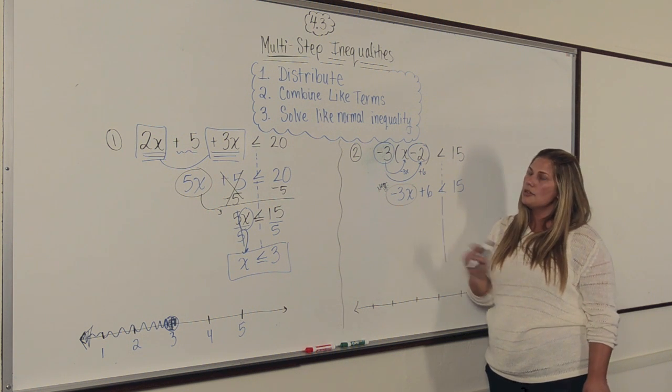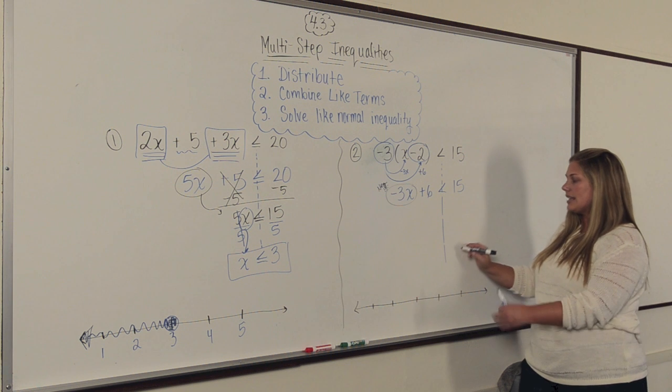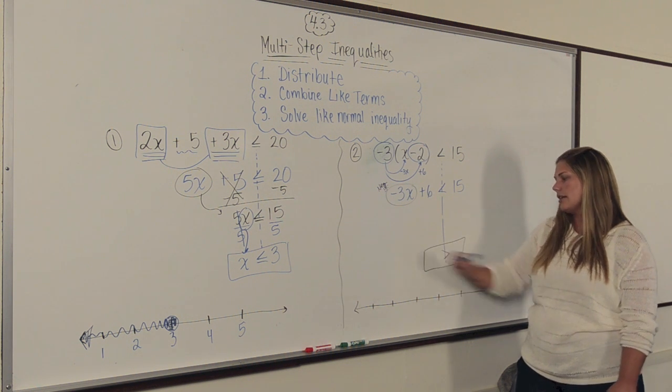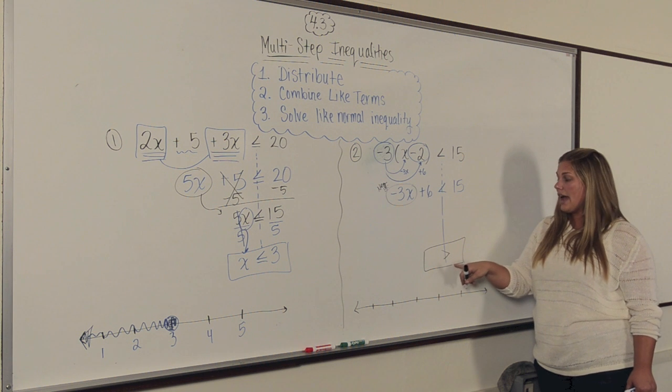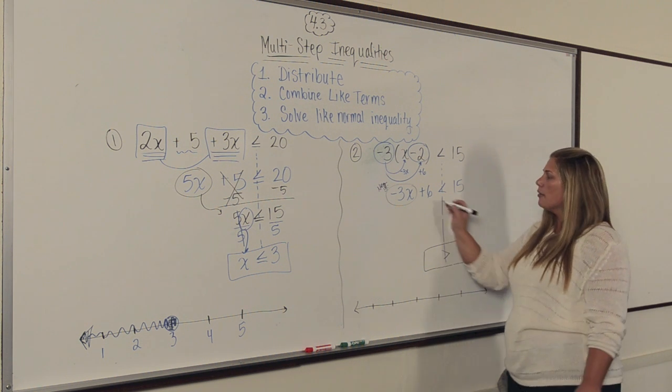Remember, what do we have to do when that best friend is a negative number? That inequality sign, instead of being a less than, in my final answer I need greater than. So I'm going to flip that now so I don't forget it later. Now let's just solve the problem.